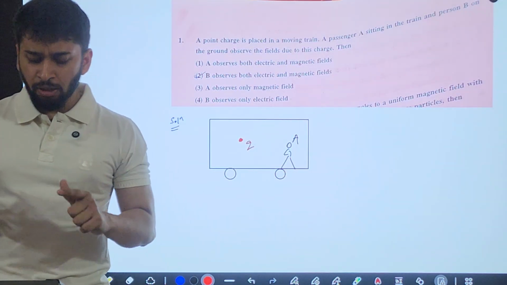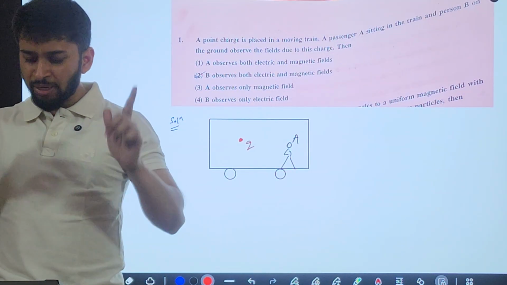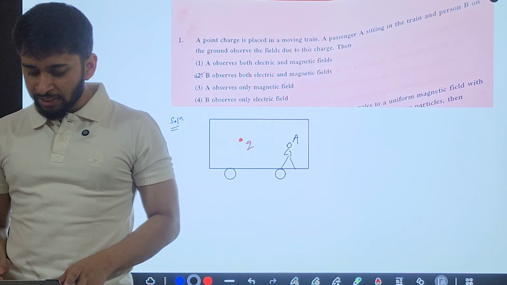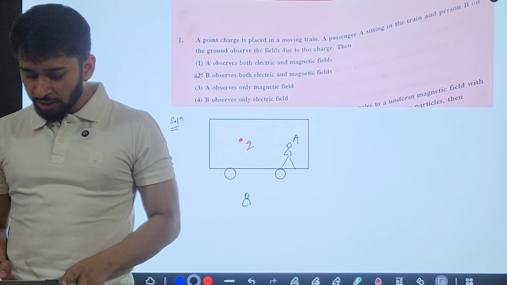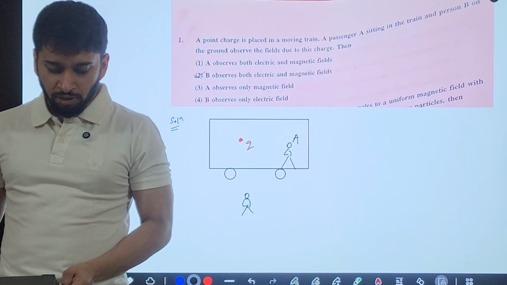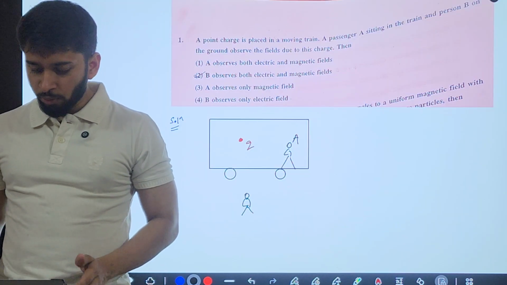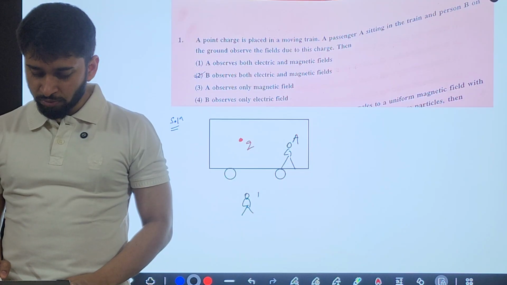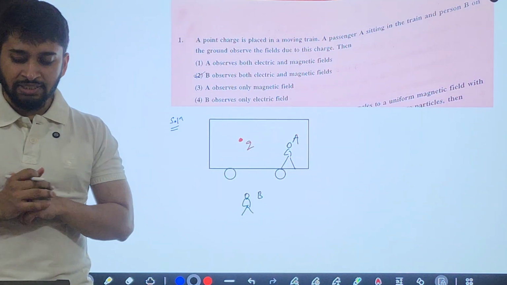Now the question says, a point charge is placed in a moving train. A passenger A is sitting in the train and a person B on the ground. There is another observer B who is on the ground, right? So this is your observer B. Now what does it say?